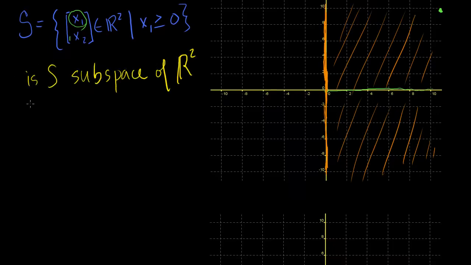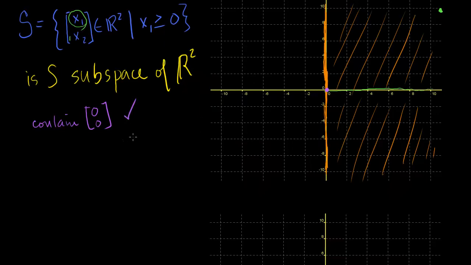So in the case of R2, does it contain 0, 0? Well, sure. It includes 0, 0 right there. We said x is greater than or equal to 0, so this could be 0. And obviously there's no constraint on this. So definitely the 0, 0 vector is contained in our set S. So that is a check.